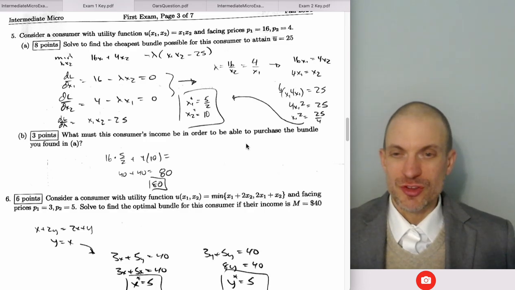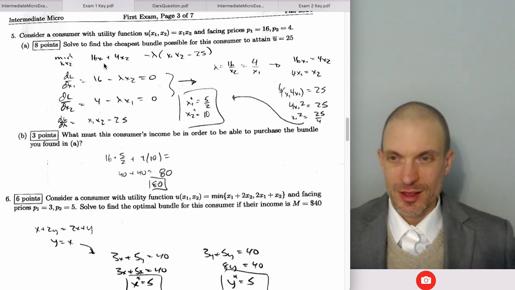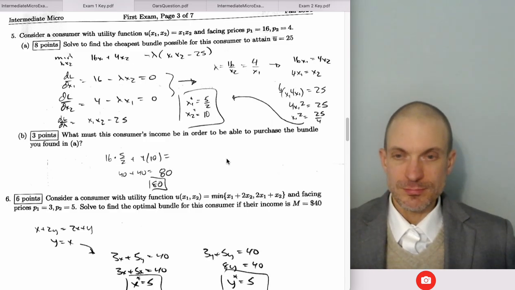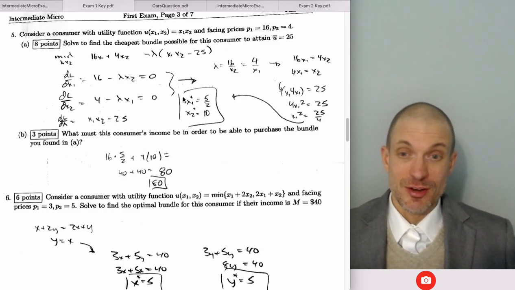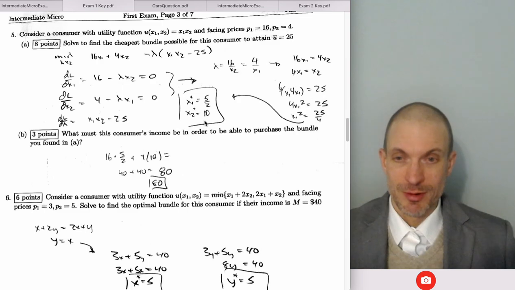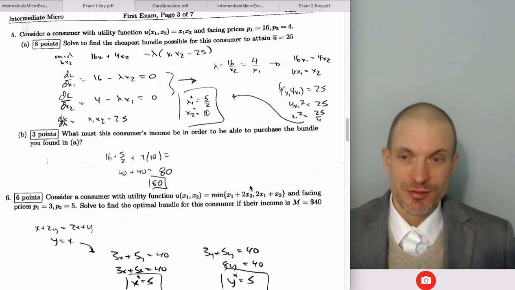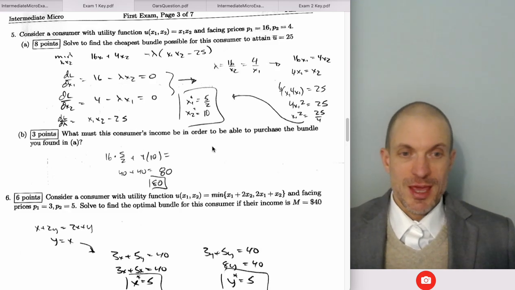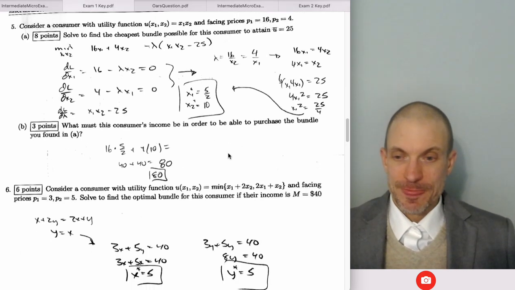What must the consumer's income be in order to be able to purchase that bundle? Well, it's 80, so this is going to be price times the amount, price times the amount. So I basically just evaluated the expenditure function at the optimals that I just found. Okay. These are my Hicksian demands. These are not my Marshallian demands. The solution to the consumer's expenditure minimization problem are our Hicksian demands, functions of the prices and that utility level. My Marshallian demands would be functions of the prices and my income.